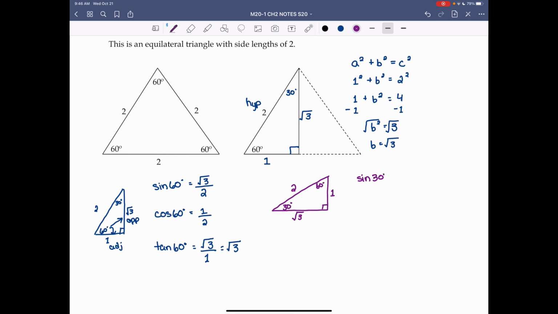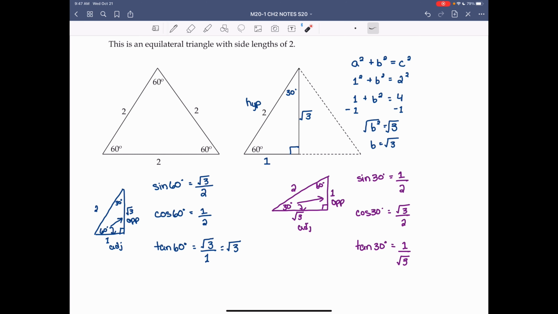Sine of 30 degrees. So label our sides based on angle 30, opposite and adjacent. Sine 30, opposite over hypotenuse. Opposite is 1 here. Hypotenuse is 2. Cos 30, adjacent over hypotenuse. Adjacent is root 3 here. Hypotenuse is 2. Tan 30, opposite over adjacent. Opposite is 1 here, and adjacent is root 3. There's our trig functions for theta equals 60 degrees and theta equals 30 degrees.